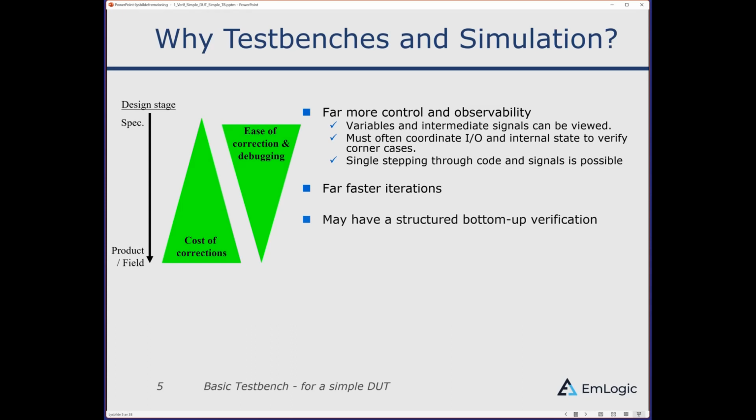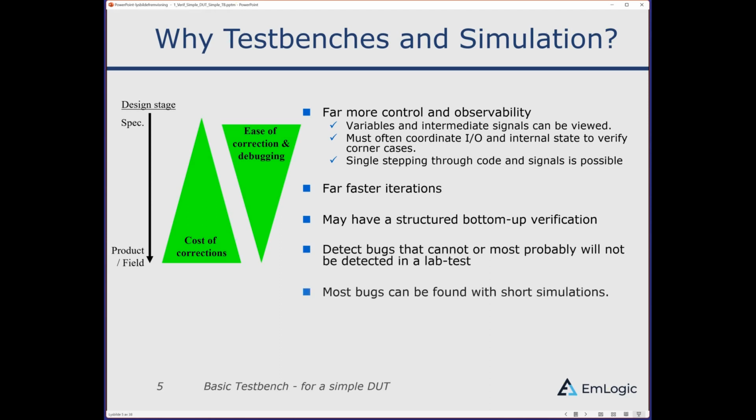So with test benches and simulation, we have far more control and observability. As you know, we can view variables and intermediate signals, which is great. And very often we have to coordinate I/O and also internal states to verify corner cases and reach these corner cases. I'll come back to that in a later webinar. And of course, you can do single stepping through the code and the signals. You cannot really do that in the lab. We also get far faster iterations. You can make a few changes in your code and then immediately simulate it.